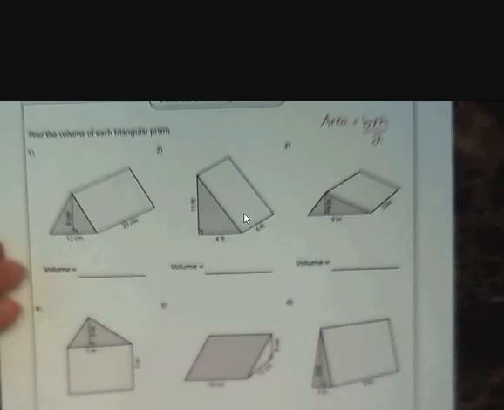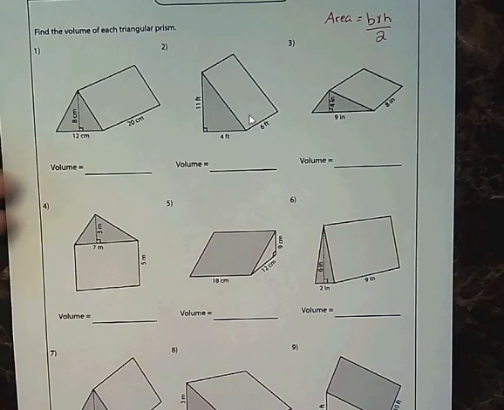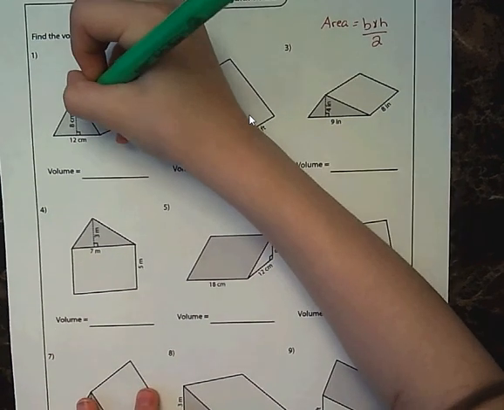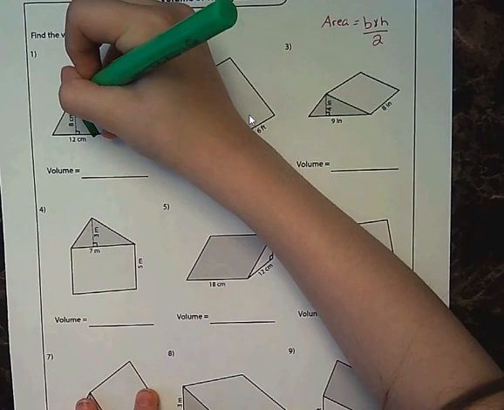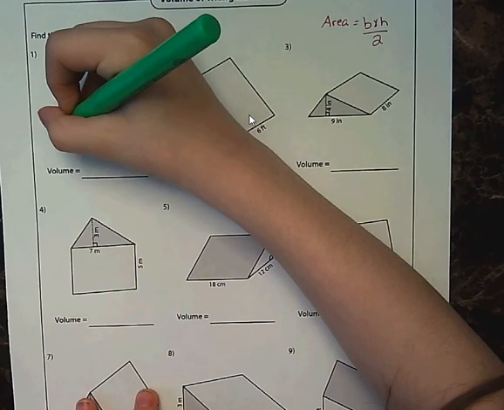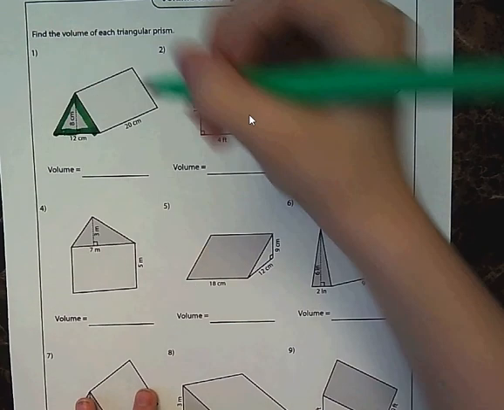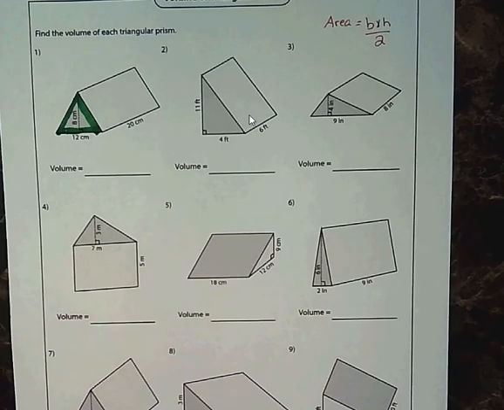Now because these are all triangular prisms, that means that the base is always a triangle. So Liana, can you highlight where the triangle is on number 1? You can see here that even though it's laying flat, the base is actually a triangle. So we want to find the area of that triangle and then multiply by the height. So try it out.